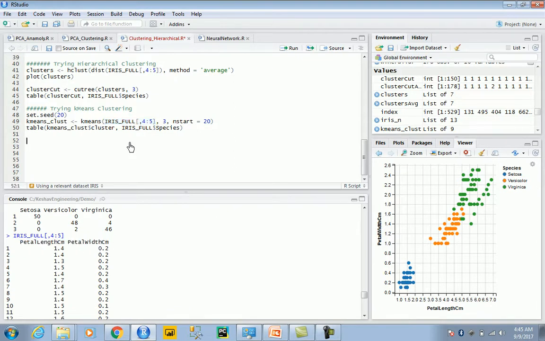In the next segment we will look at hierarchical clustering and see how that works, and if we get a better result with that. Let's hope that we do.